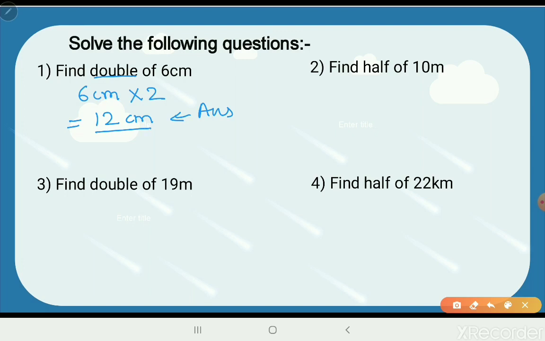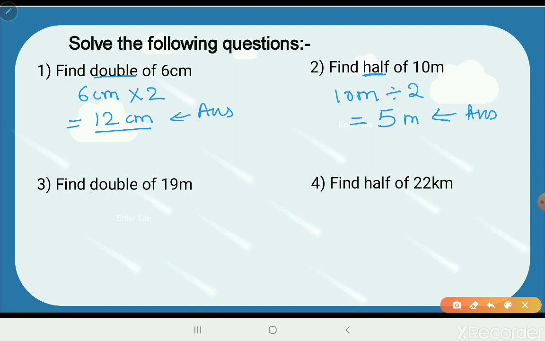Now see second question. Find half of 10 meter. Now half always means to divide by 2. So this 10 meter, to find half I have to divide by 2. I think you know the concept of division very well. To divide 10 by 2, you have to find in the 2 table, 10 goes how many times? It goes 5 times, isn't it? 2 fives are 10. So your answer here will be 5 meter. So half of 10 meter is 5 meter.